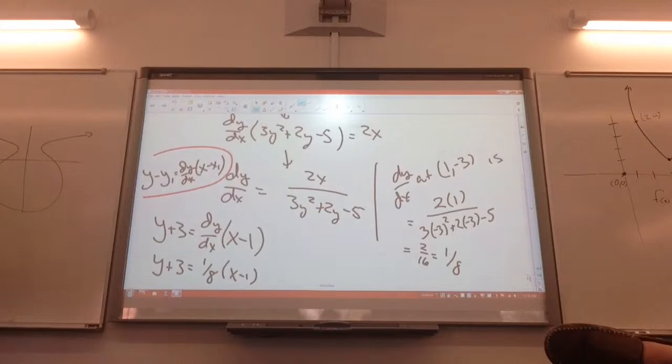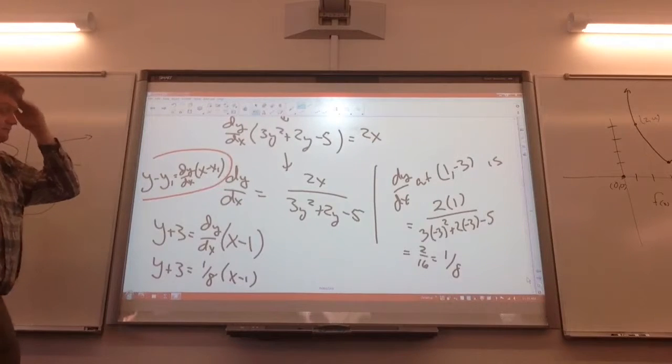Wait, but why? So 1/8 is essentially the derivative. Yeah, it's the derivative at 1 and -3. It's the change in y with respect to the change in x at that place, which is what we're finding. And isn't that what slope is anyway? Isn't it rise over run? So 1/8 would be the slope of the tangent, which is exactly what we figured out. And that's what we're doing here with implicit differentiation.